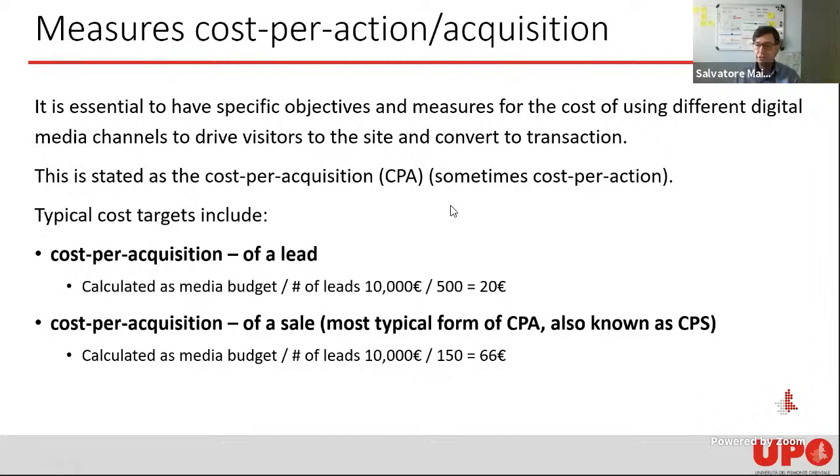So the cost per action, or the cost per acquisition, is calculated as the media budget you have divided, in this case, by the number of leads, if you capture leads. Or if it's an e-commerce website, your media budget divided, sorry, this should be sales, not leads. There's a mistake in the slides, right? So for me, acquiring a transaction is going to cost me €66. So this is how much we pay, the cost per action. We pay €66 for people to take the action that we want on our website.